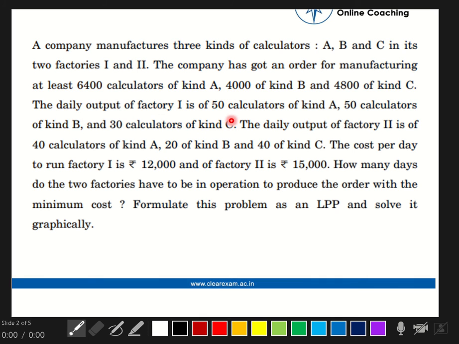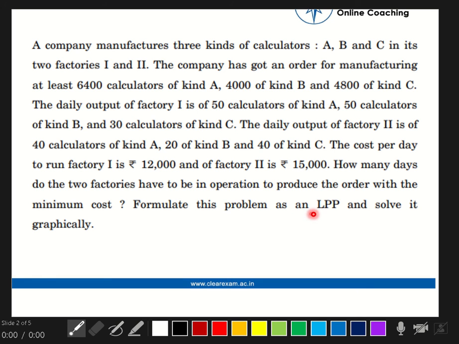The daily output of factory 1 is 50 calculators of kind A, 50 calculators of B and 30 of C. The daily output of factory 2 is 40 calculators of kind A, 20 of B and 40 of kind C. The cost per day to run factory 1 is 12,000 and for factory 2 is 15,000. We have to find the days the two factories have to be in operation to produce the order with the minimum cost.